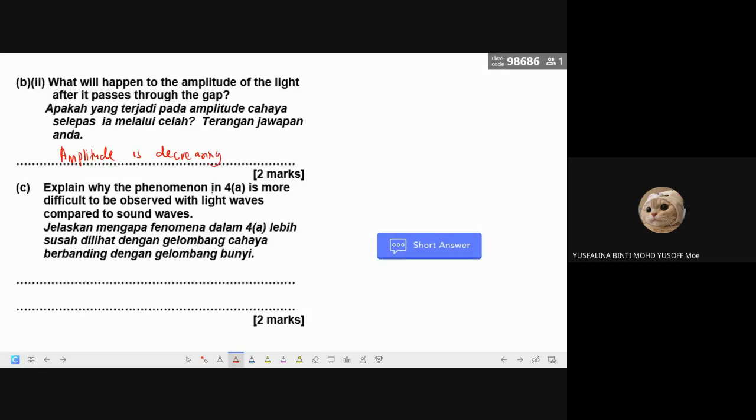Okay, and then why is diffraction in light wave hard to observe if you compare with the sound wave? So what is the difference between the light wave and the sound wave? So what is the difference between these two waves? Anyone want to try? What is the difference between these two waves?